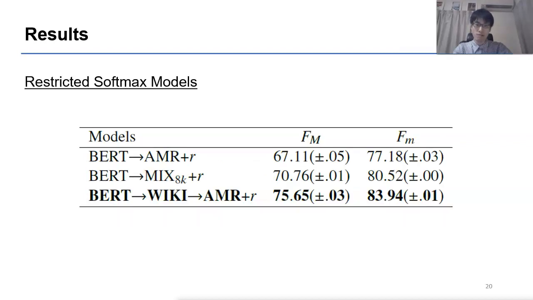If we look at the performance of the restricted models, the scores prove that this modification is effective on any of our models, with approximately 3% of improvement each.